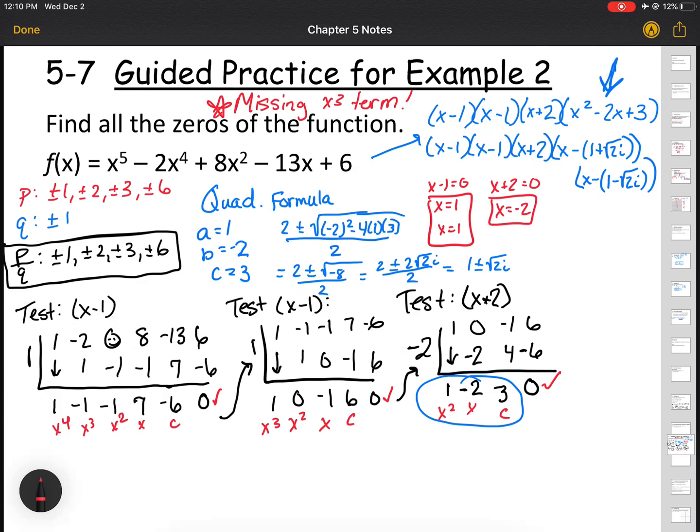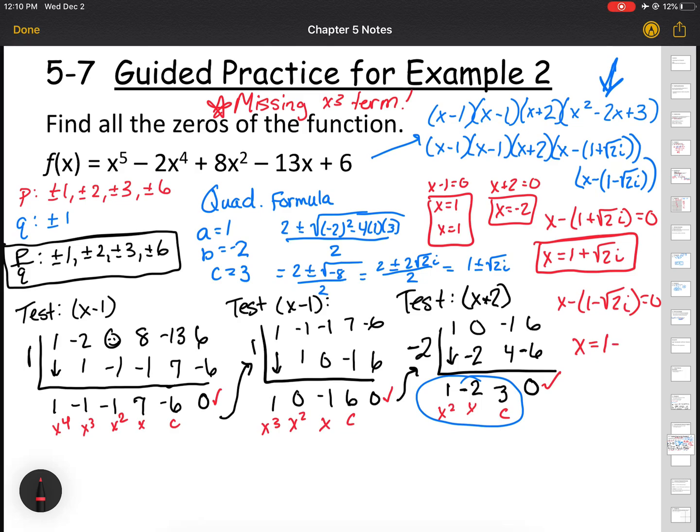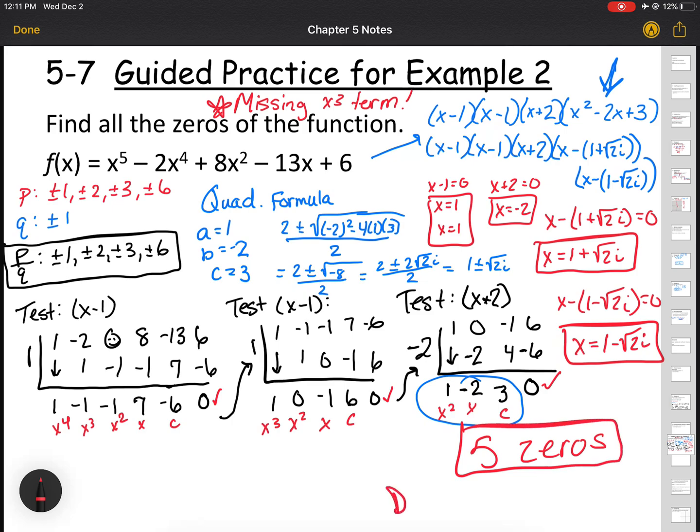Then this factor here, x minus 1 plus the square root of 2i equals 0. When I move that over, x will just be 1 plus square root of 2i. And then my last one here, x minus 1 minus square root of 2i equals 0. x will be 1 minus square root of 2i. So I have 1, 2, 3, 4, 5 zeros. And that makes sense because my degree was 5, so at most I have 5 zeros for that polynomial.